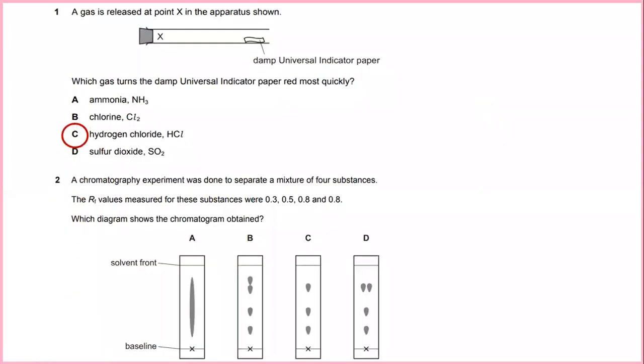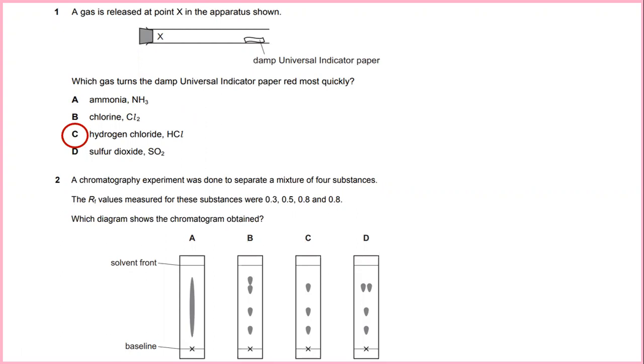A gas is released at point X in the apparatus shown. In this apparatus, we have a damp universal indicator paper. And the question asks, what kind of gas is released at point X, and which gas turned the damp universal indicator paper red most quickly? So the answer for the question will be hydrogen chloride.